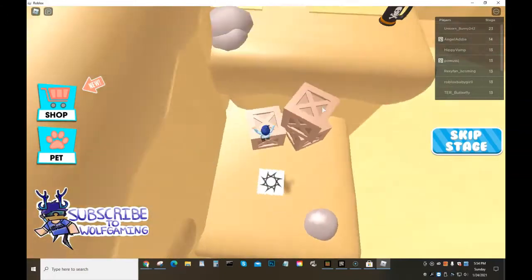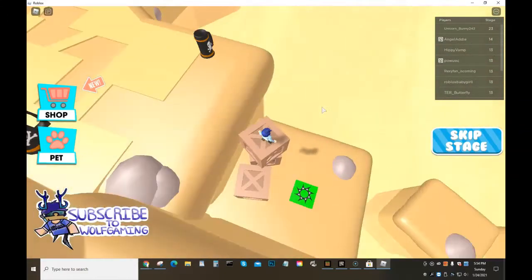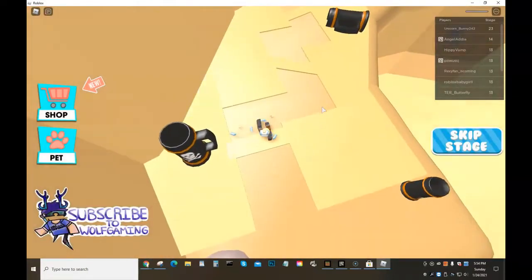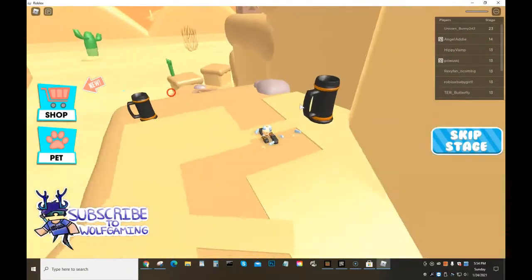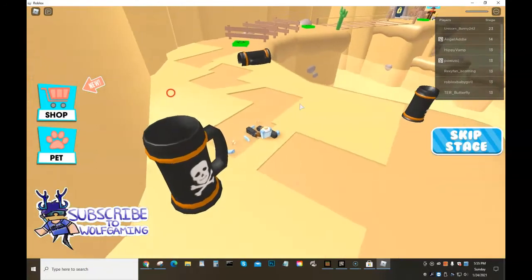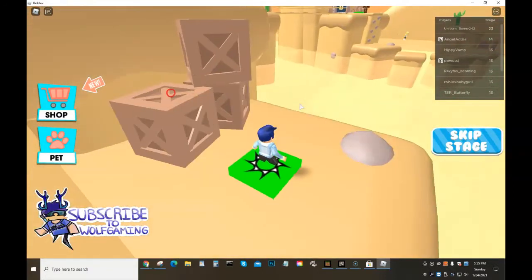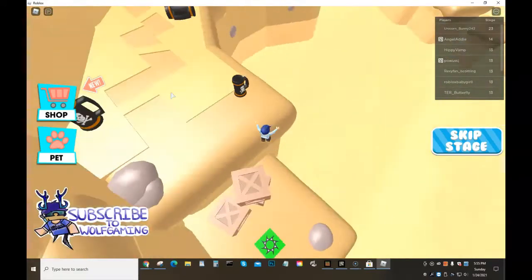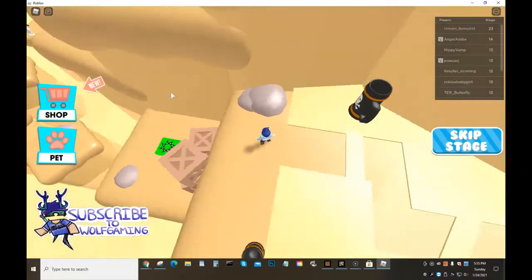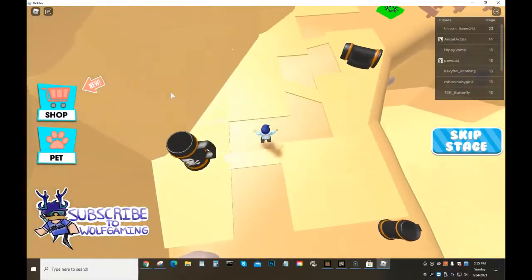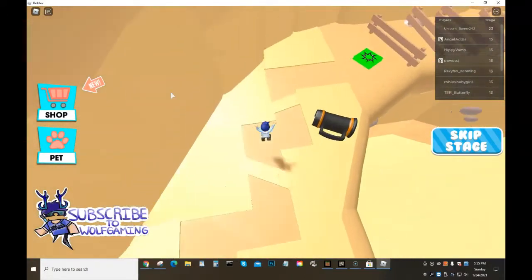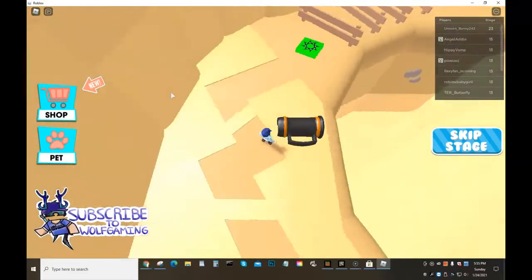Why was I struggling so much with such an easy obby? What even is this stuff? If there was no checkpoint in this map, I'd be so screwed. And bada bing, bada boom, baby.